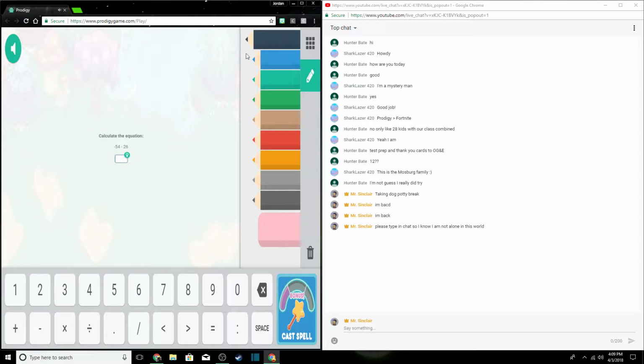So negative 54 minus 26. What you can do for this is basically do the same thing. Add the plus. You treat it as plus 26 because you're going back on the number line 26 times. So that's going to be negative 80.